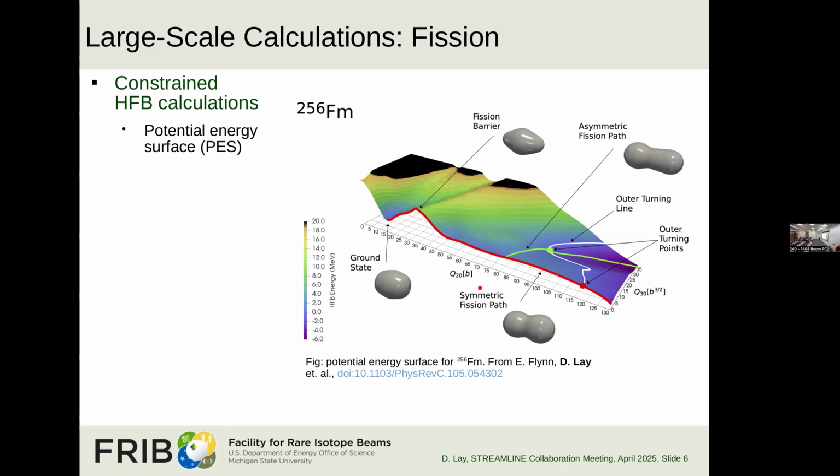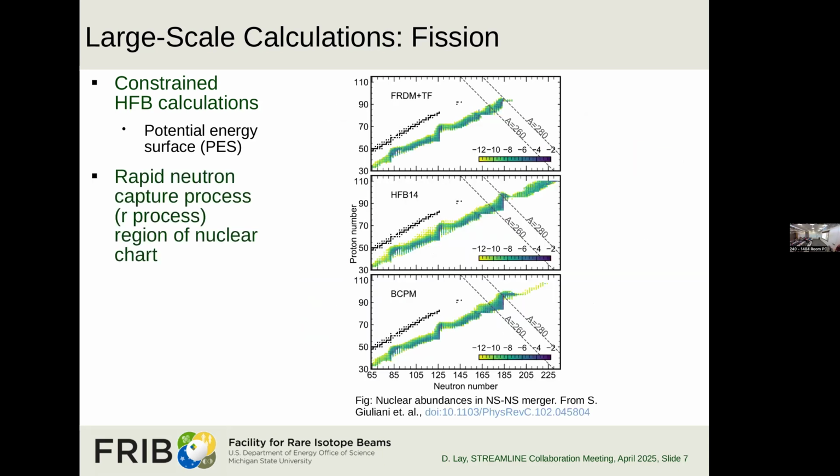So you see you have a grid here in 2 collective coordinates, and for every grid point there, you do a constrained HFB calculation. If you imagine fission as tunneling through an effective barrier, this is how you get that barrier. So for every nucleus you care about, you're doing hundreds or thousands of DFT calculations. And we care about a lot of nuclei. If you're interested in r-process nucleosynthesis, the different nuclei that you care about, well, it varies a little bit based on which model you use, but you see that abundances of nuclei that are relevant, there's a couple hundred of them that you would have to do calculations for.